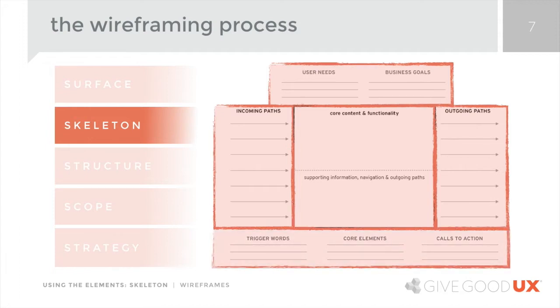At the bottom, you make more notes. Things like trigger words, which are essentially suggestions to take action. What are the key labels, key concepts that need to be expressed? Core elements is just a bucket list, okay? What are all the core things that have to be included on this page? That's just to make sure that we don't miss anything. And on the far right, what are the calls to action? What are the primary things that we are asking the user to do once they're here? So all that stuff together gives you an idea of what your cores are and what your paths are. How do they get here? What do they do while they're here? And then how do they leave?